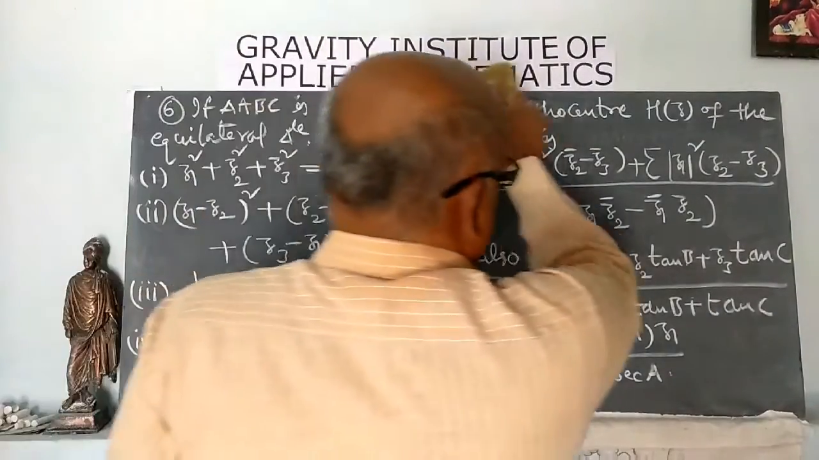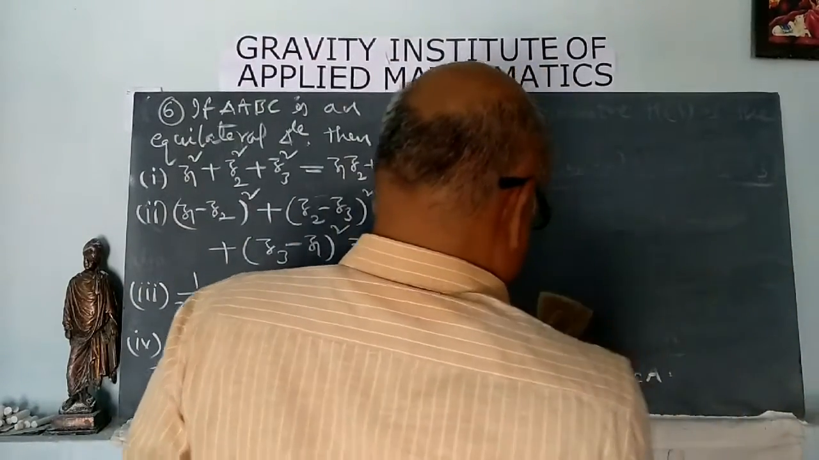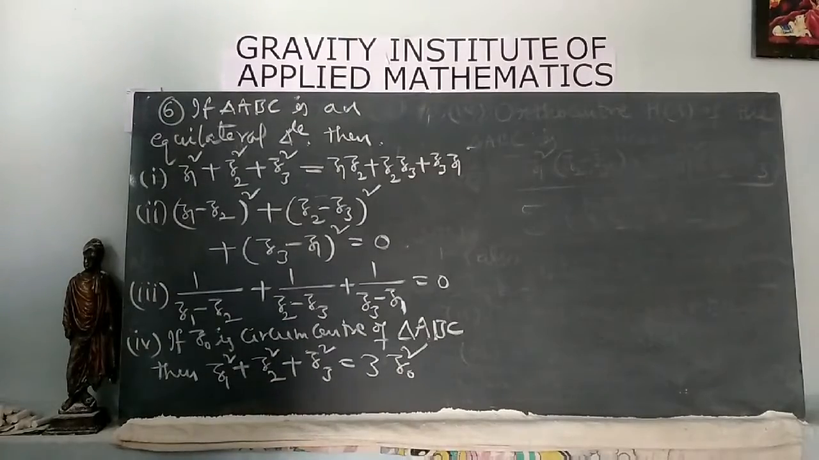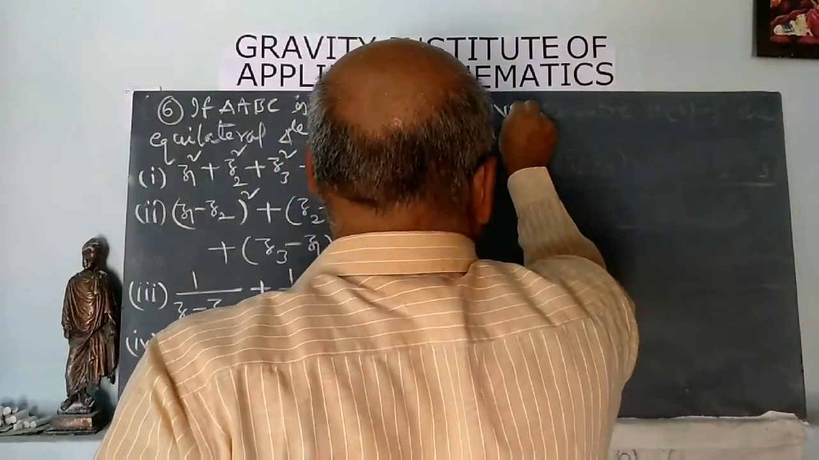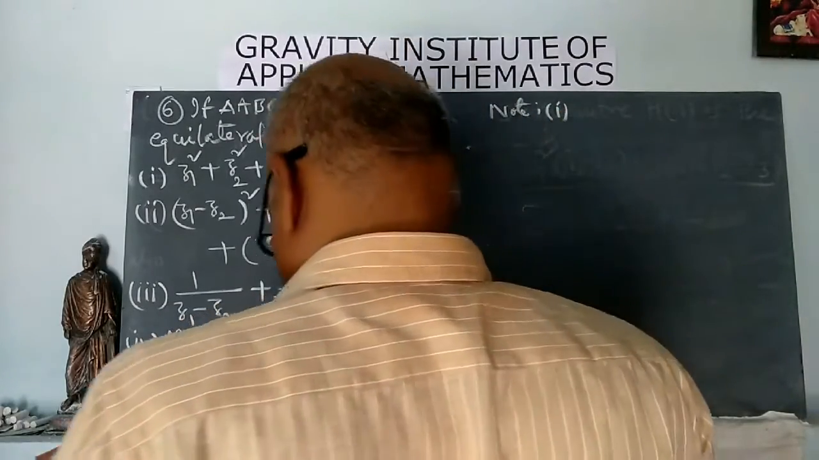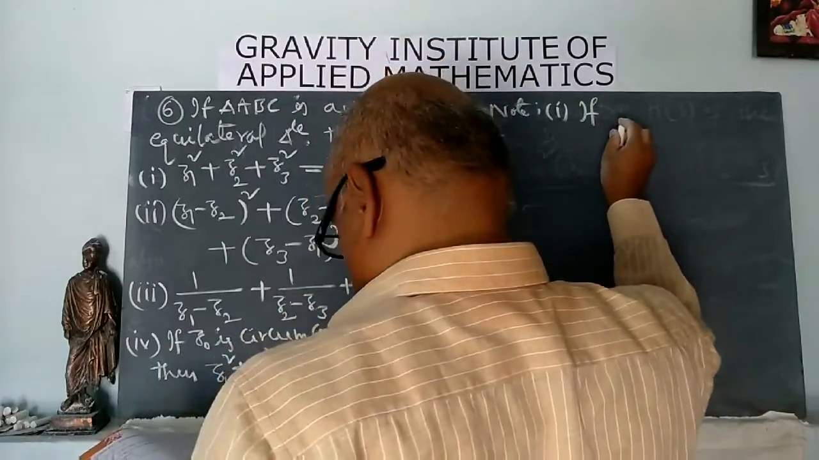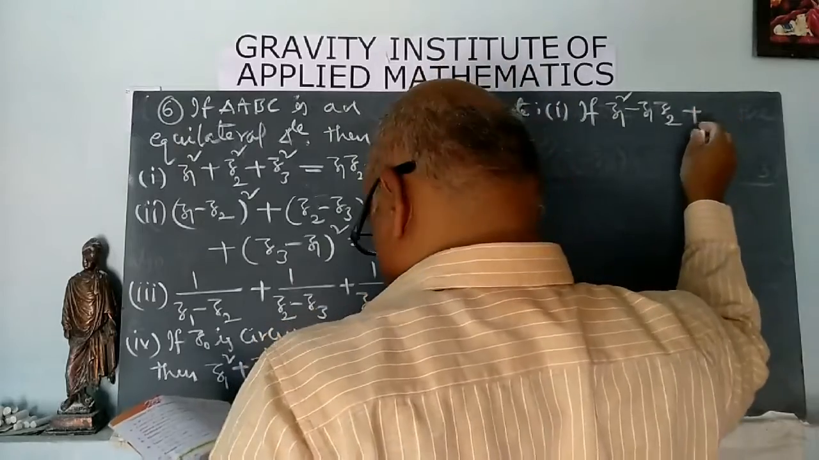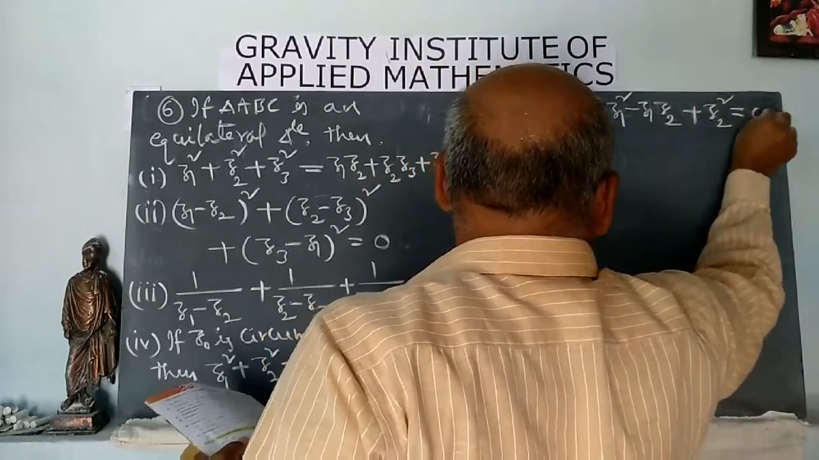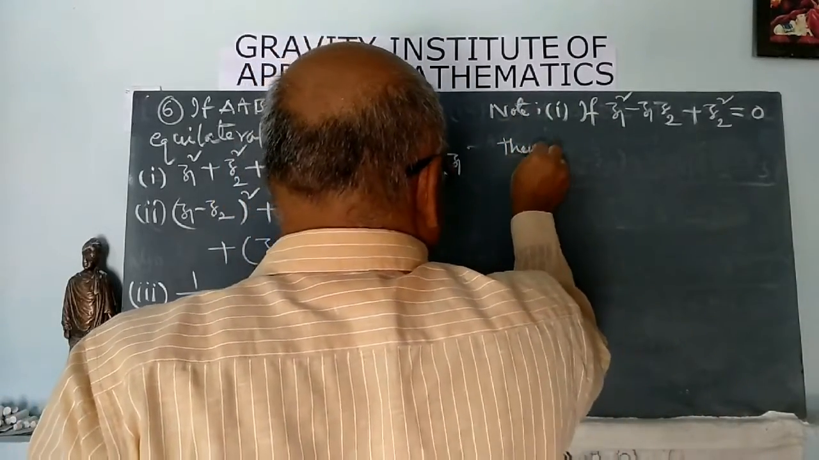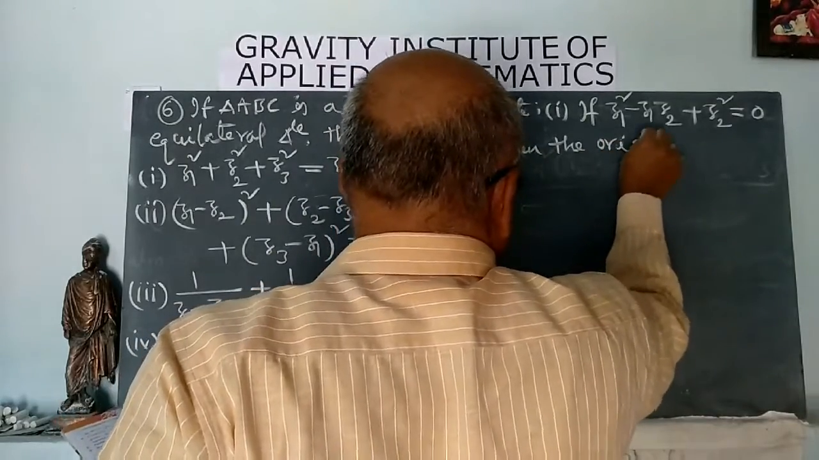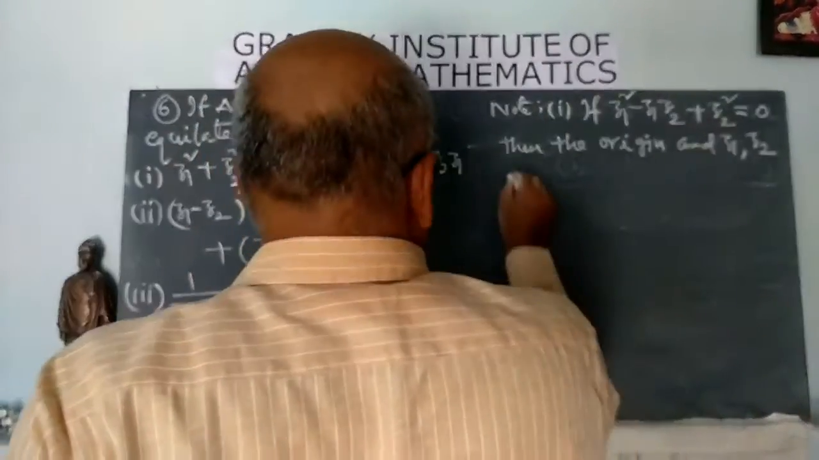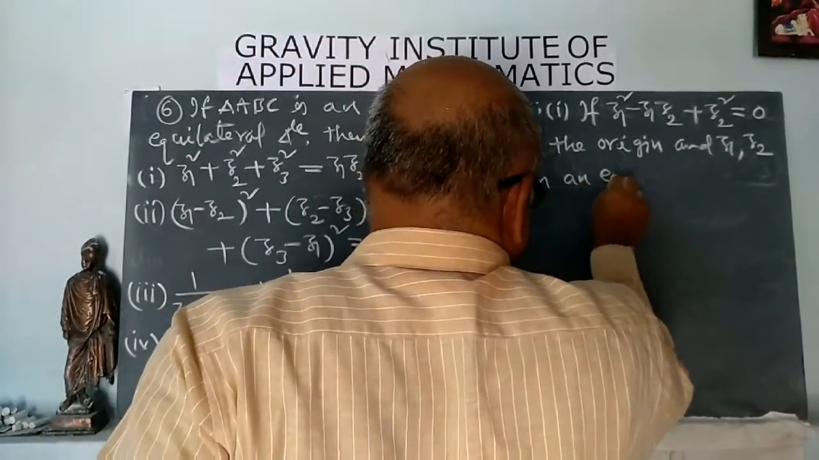Note, first point, if Z1 square minus Z1 Z2 plus Z2 square is equal to 0, then the origin and Z1, Z2 form an equilateral triangle.